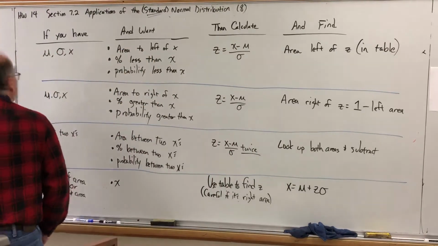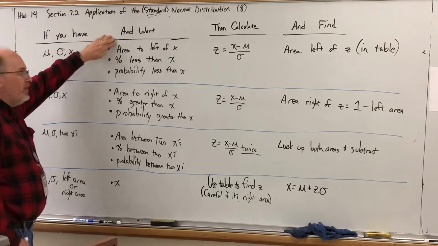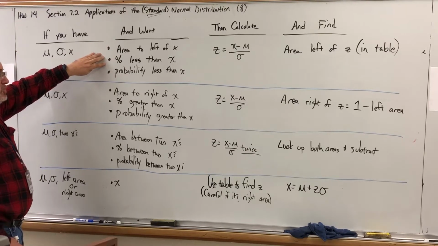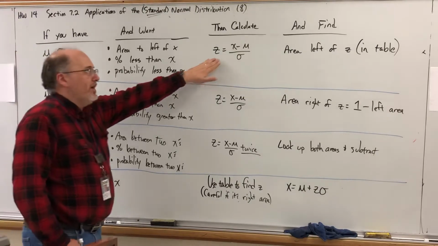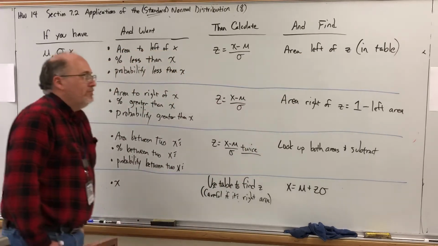In this case, if you have a mean, a standard deviation, and a measurement, an x value, and you want the area to the left of it under the curve, or the percent of the measurements that are less than x, or the probability that a value is less than x, then you calculate the z-score and find the area left of z in the table.